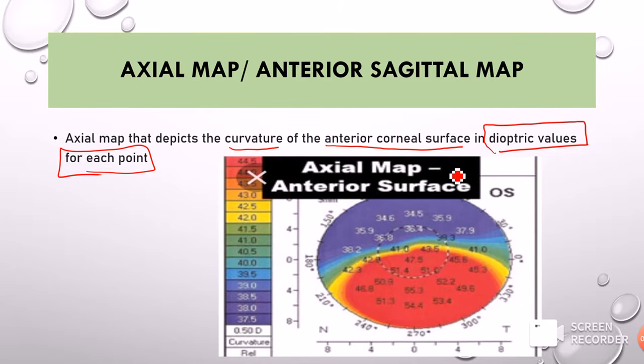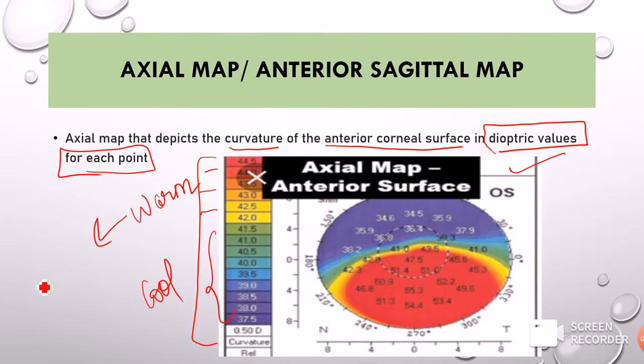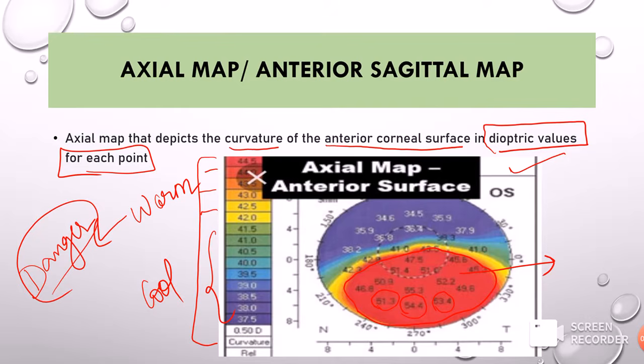So this is the anterior curvature map and this is the scale. Just have a look at the scale. The yellow, orange and red colors are basically the warm colors, and the green, blue and violet are the cool colors. Now the warm colors basically signify danger. Whenever the warm colors are present, particularly the red area over here, you can see the curvature is quite high in this area, about 54, 53, 51. So this area of danger, which is represented by warm colors, actually represents steepening of the cornea.